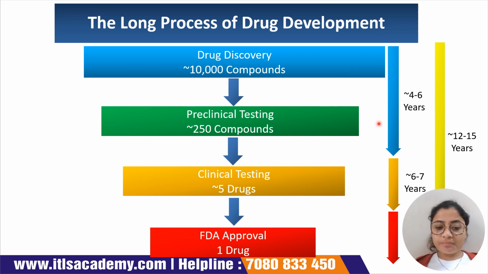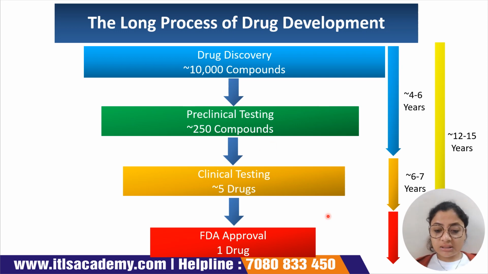Then we will be going for preclinical testing. Preclinical testing means testing on different animals, like mice, guinea pigs, and so on. That is preclinical, not on humans, okay, or not on mammals. Usually, besides humans, we can also go for mammal testing, like we can use chimpanzees or apes, okay. So that will include the preclinical testing, where we will be testing around 250 compounds.